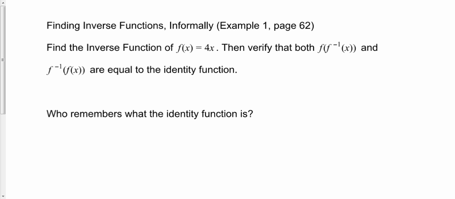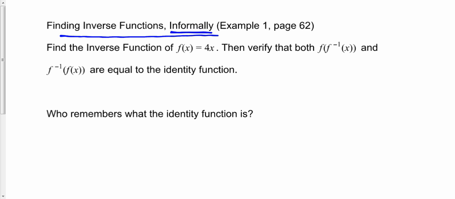Let's do informally. I hate this term. I hate "informally." I think it's sloppy language. What they mean by informally is just kind of figure it out in your head. That's what they mean by informal. But the book goes with it, so I'm going to go with it. I have faith in the book, even though I don't like it.